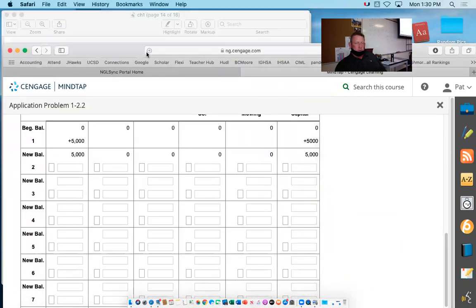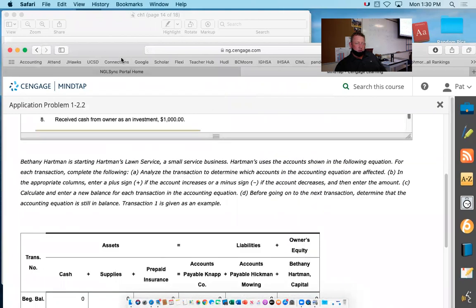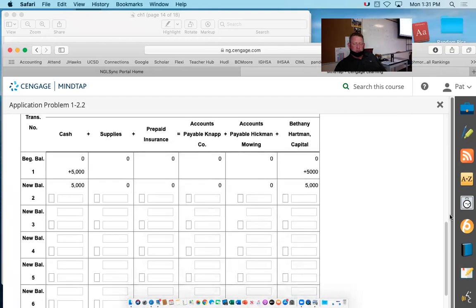I will do one with you. Okay. So what's it say? Bethany Hartman's starting Hartman's Lawn Service. We need to analyze each transaction, put a plus if it increases, minus if it decreases, and then enter the amount. We need a new balance before we go on to the next transaction. All right, perfect. So they give us an example.